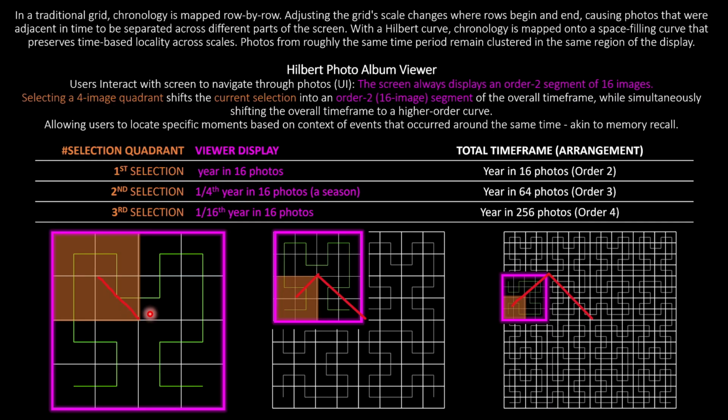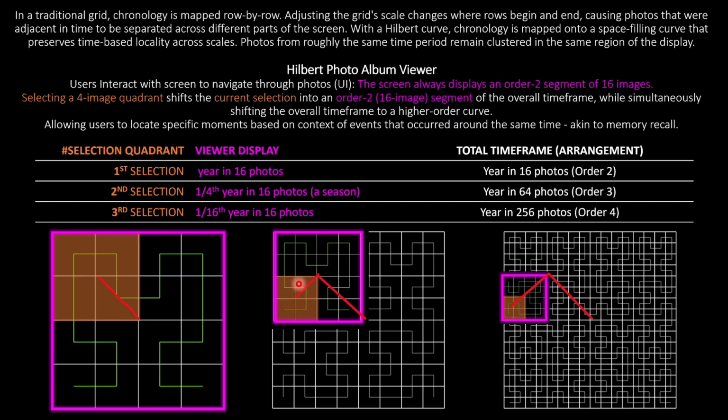The first diagram is a year in 16 images, arranged chronologically along an order 2 Hilbert curve. The 4 quadrants of the first curve represent summer, spring, fall, and winter. If we select the spring quadrant, the year or overall data set will get upscaled to a higher order curve, and the screen will display spring in 16 images arranged chronologically along an order 2 Hilbert curve.